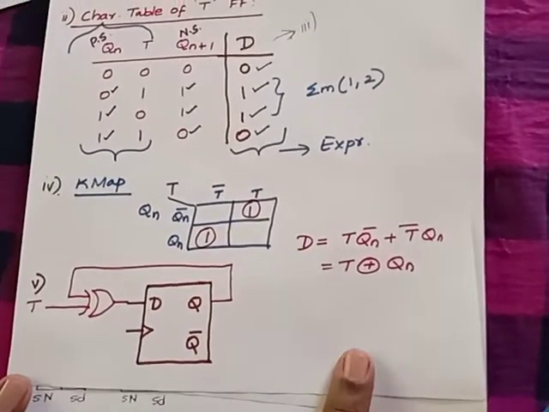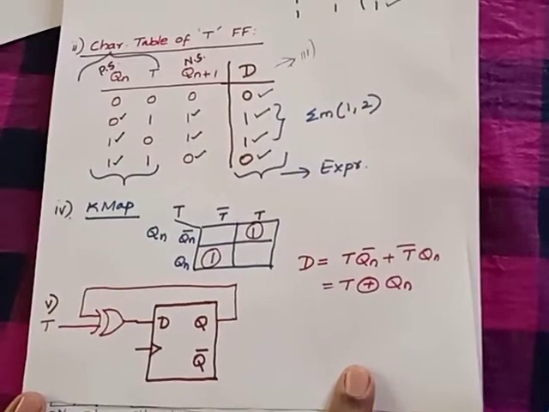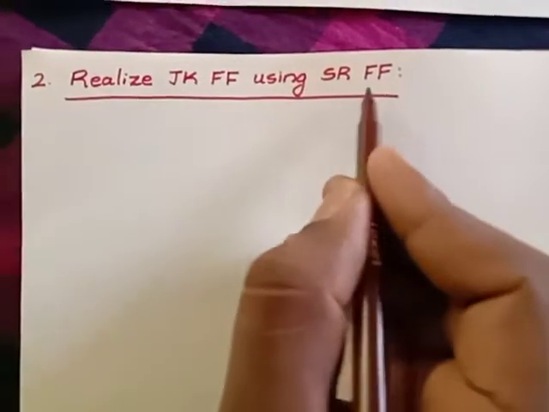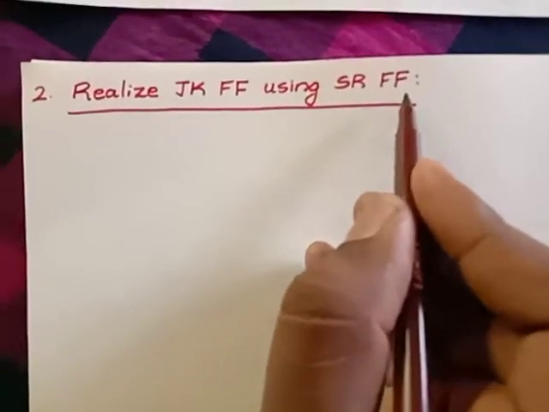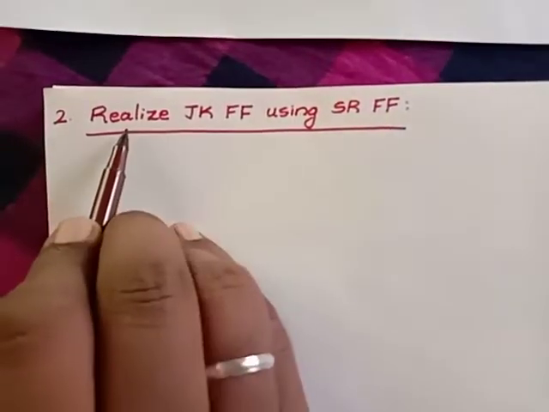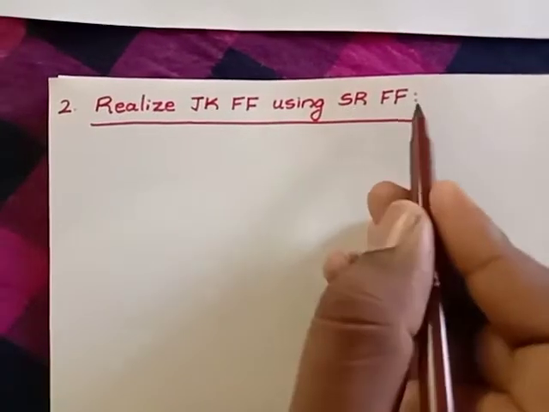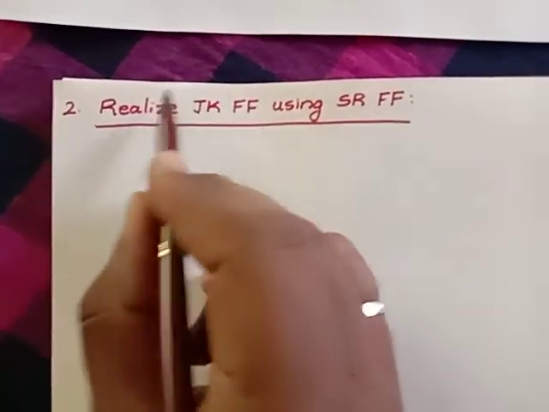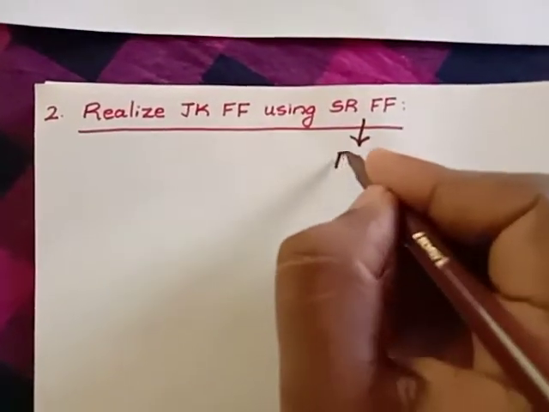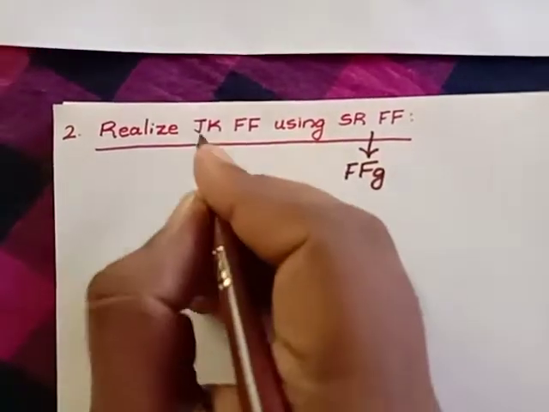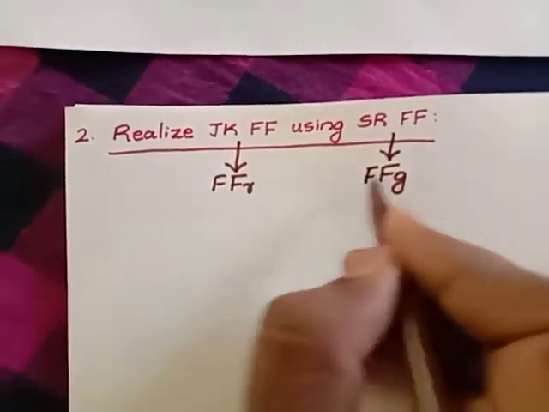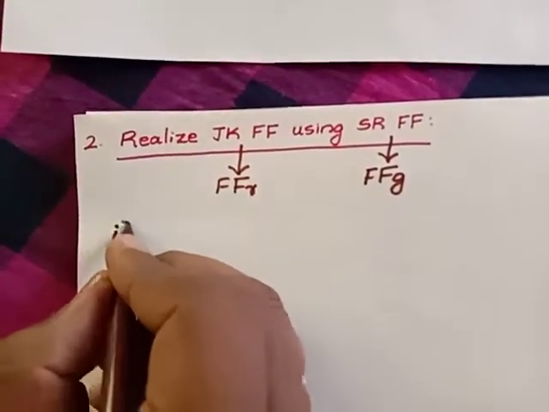We'll take one more example and see how it works for converting one flip-flop into another flip-flop. This is another form of question which might be asked in the examination. Instead of directly asking you to convert one flip-flop to another, they might ask you to realize a JK flip-flop using an SR flip-flop. That means you have to realize this flip-flop using the given flip-flop, which is the SR flip-flop. So the given flip-flop is the SR flip-flop, and you have to convert it into a JK flip-flop, which is the required flip-flop. Now we'll repeat the procedure as such.